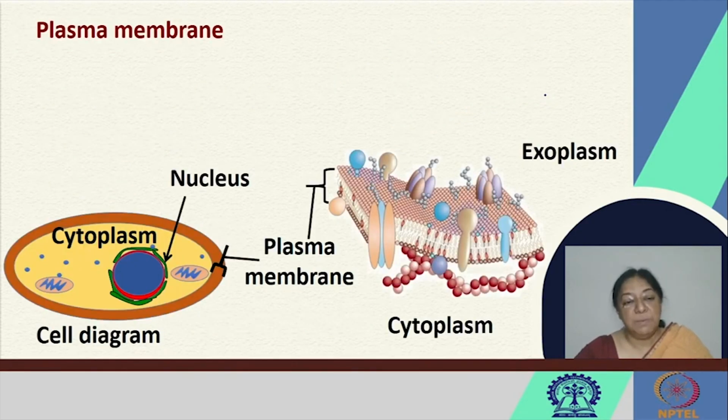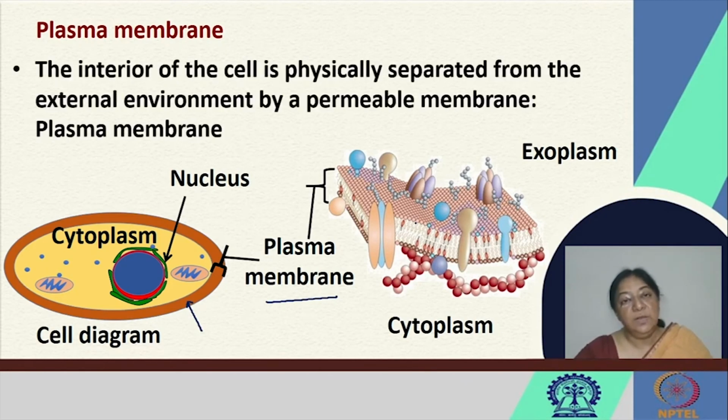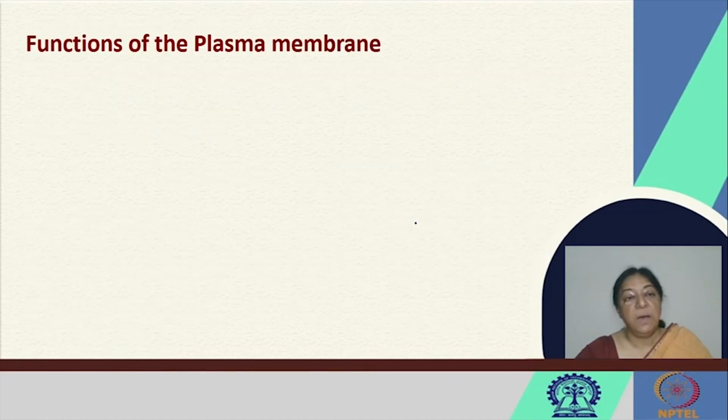If we look at the plasma membrane, we have this as our plasma membrane marked here. We have in the cell the cytoplasm, the nucleus, and the other cellular organelles. The specific structure of the plasma membrane involves a lot of variations in terms of the types of molecules that are present. So the interior of the cell is physically separated from the external environment by this permeable membrane, the plasma membrane. And in the plasma membrane, there are several components that are present.